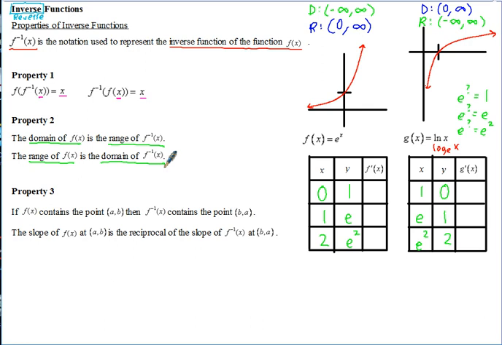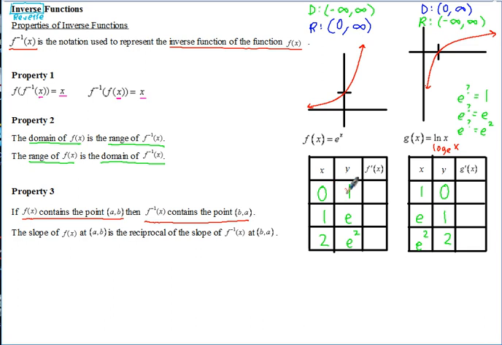Then our third property, this is the new one. This is where, well, we kind of already saw this first part of it. If we define f of x as containing the point (a, b), then the inverse is going to contain the point (b, a). So you can say they're just reversed around.